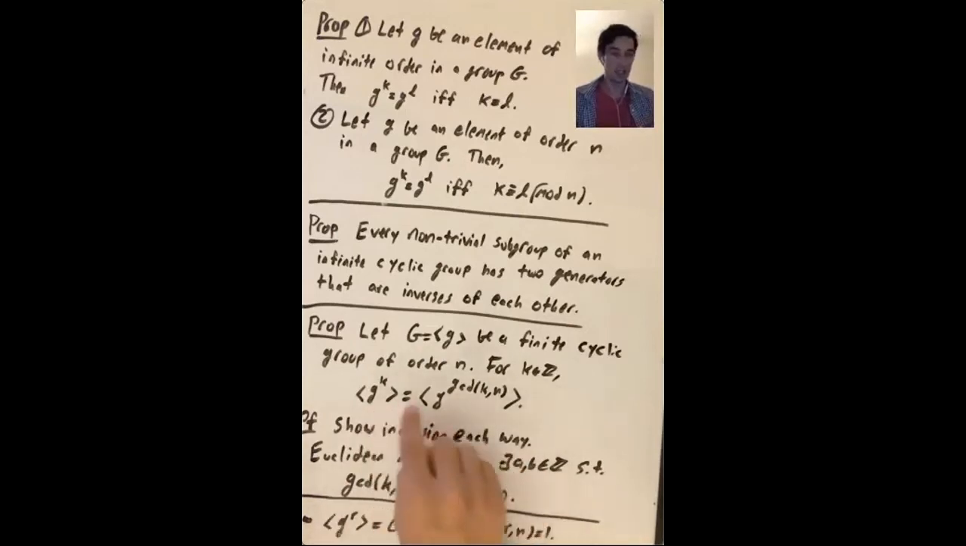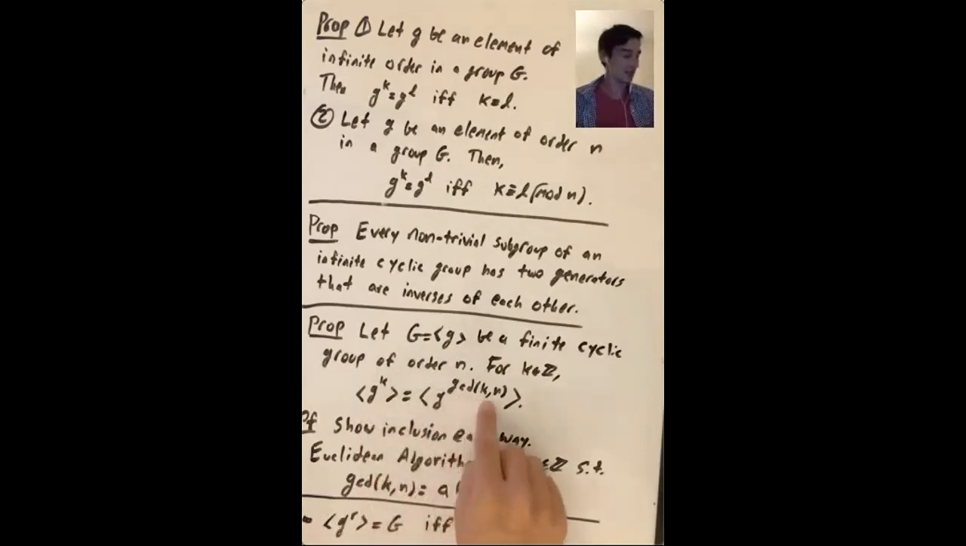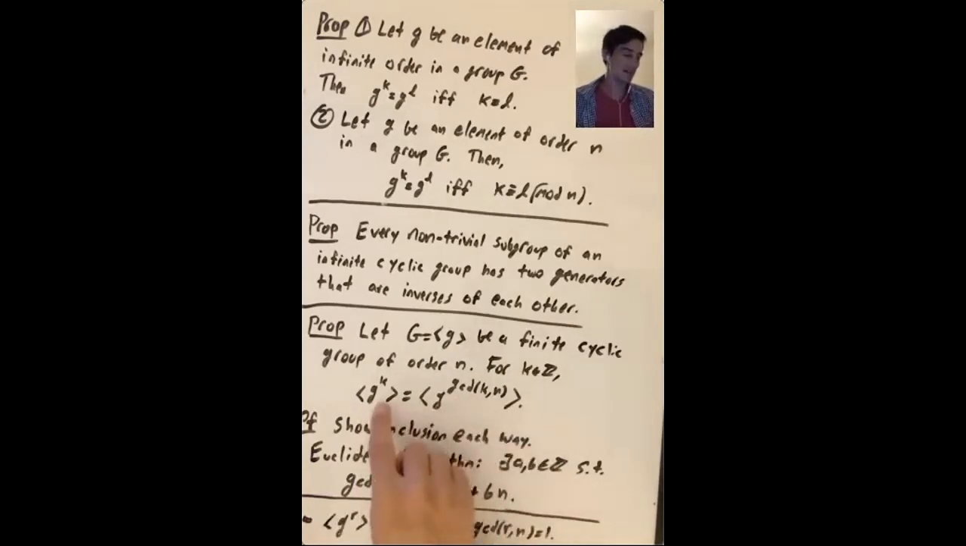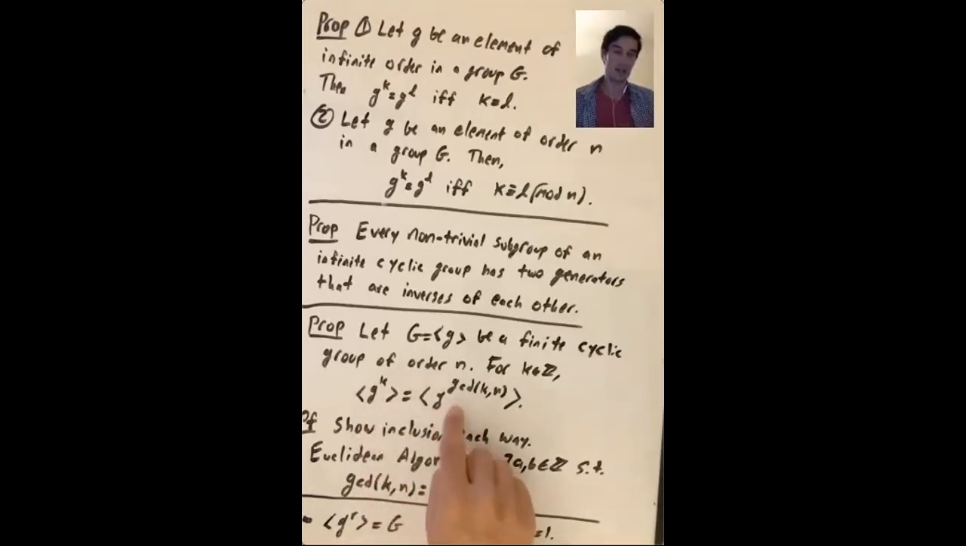Let's show inclusion each way. Let's show that this first subgroup is contained in the second, and the second subgroup is contained in the first. The GCD of k and n divides k. So what does that mean? There's some power that you raise g to the GCD of k and n to get g to the k. So certainly the subgroup generated by g to the k is contained in this subgroup generated by g to the GCD, right? Because g to the k is in here clearly, which means the whole subgroup generated by g to the k is in this one.